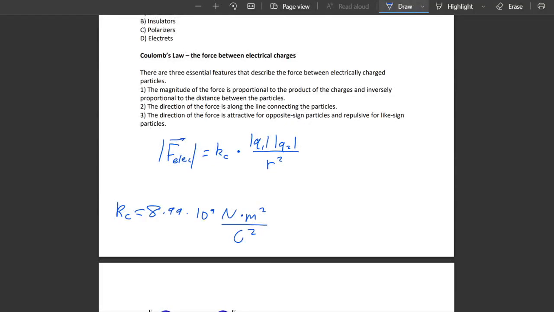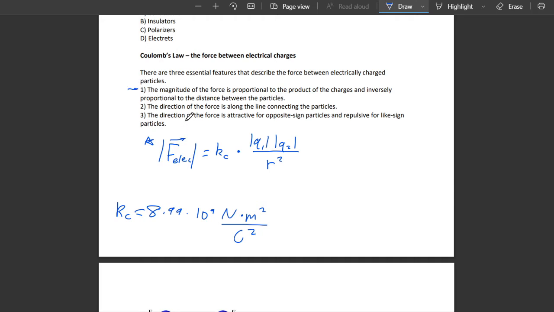Hello everyone. Today we are discussing Coulomb's Law, which is the force between electrical charges. And Coulomb's Law has three essential features that describe the forces between electrically charged particles. And with this, I want to introduce an important equation that helps us calculate quantitatively the forces between charges using Coulomb's Law. And it is best denoted by this first point here.